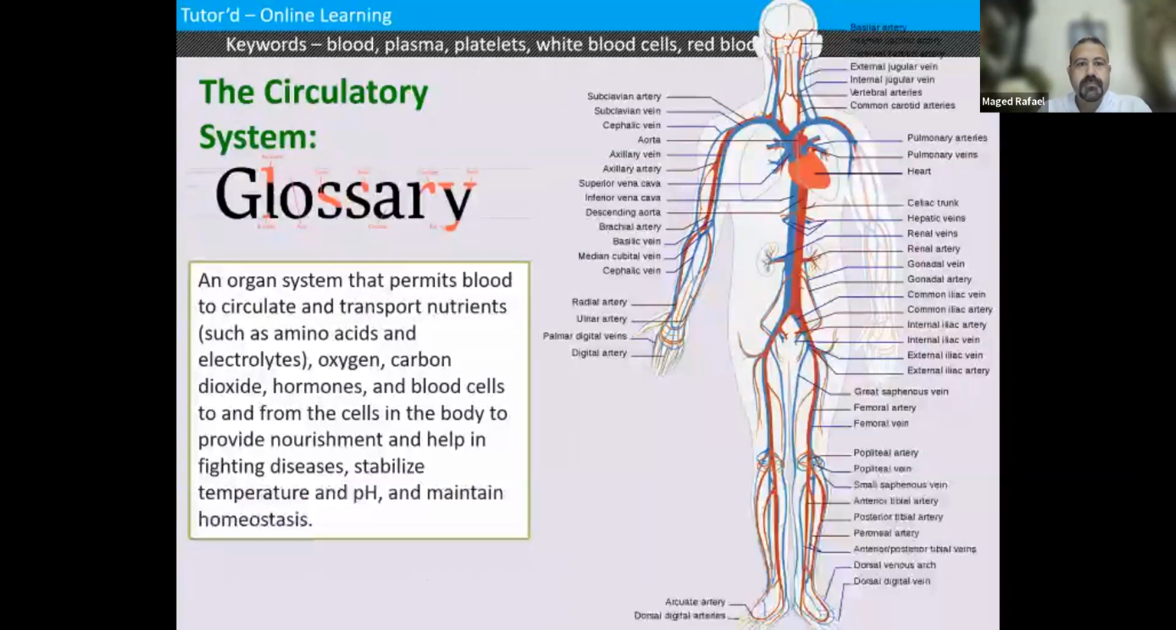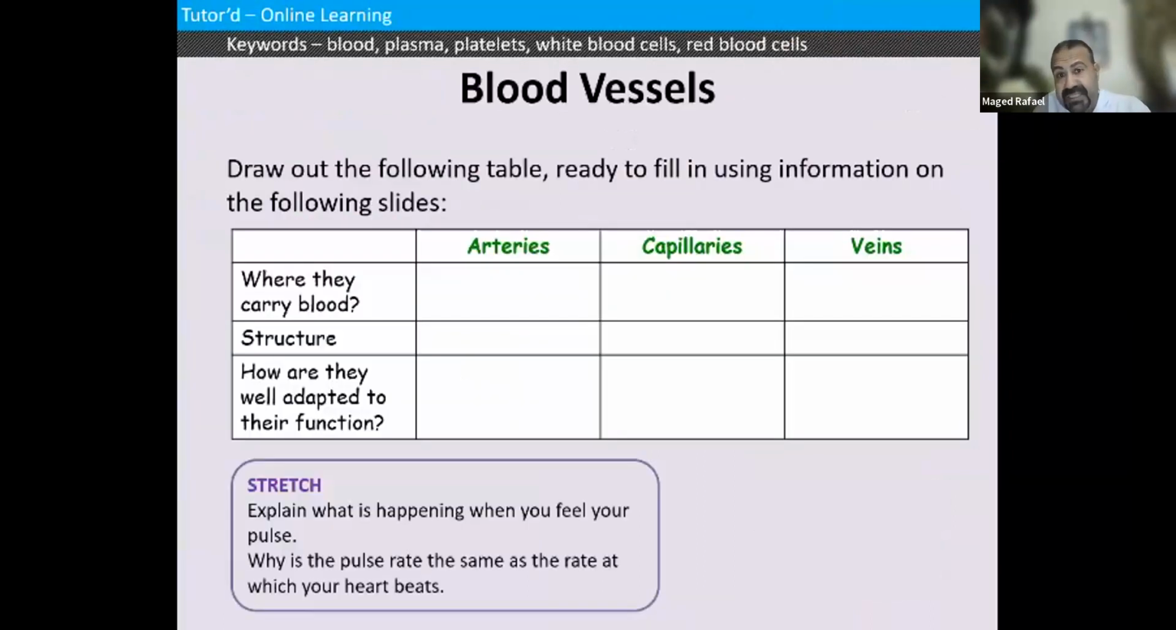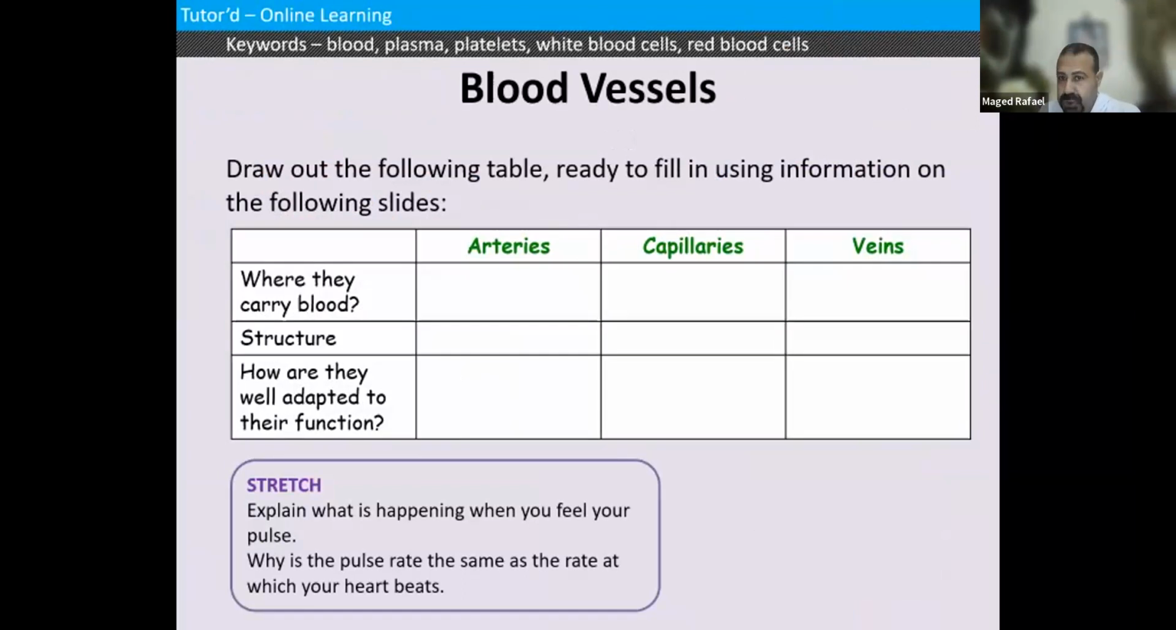The following table is ready to fill in using information from the following slide. So this might take 2 minutes in order to copy the table or draw this table in your copybook. I will give you a couple of minutes and we will explain on the next slide what the difference is between arteries, veins, and capillaries. Finally, I will ask you to fill in this table. So could you please draw this table in your copybook and let me know when you finish? Please try to finish in maximum 1 minute.